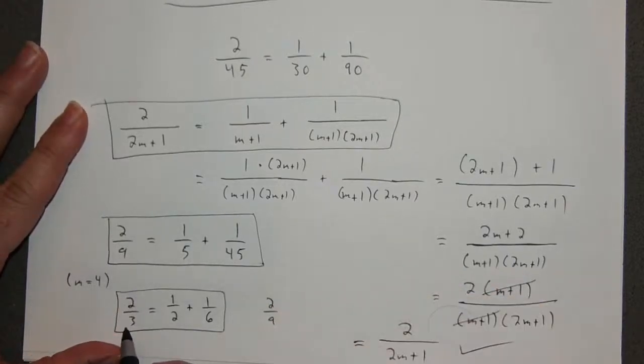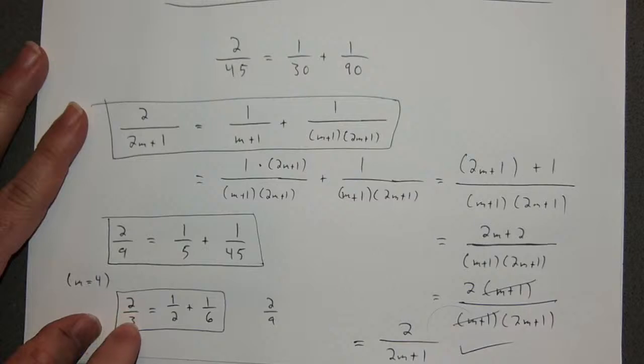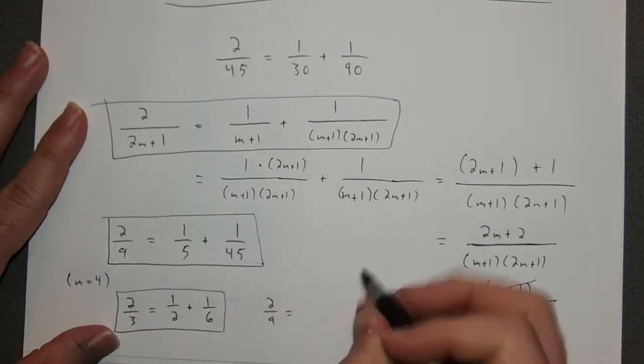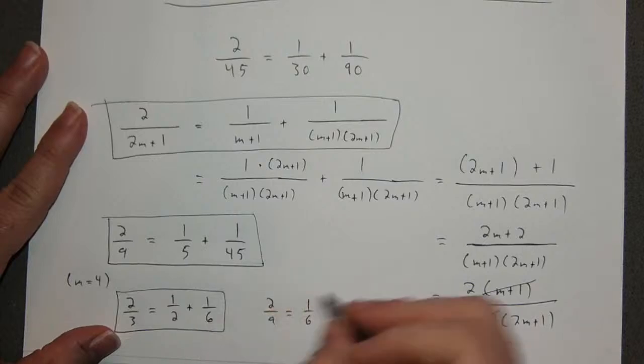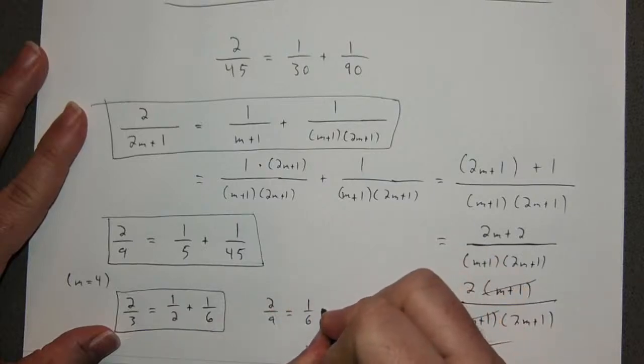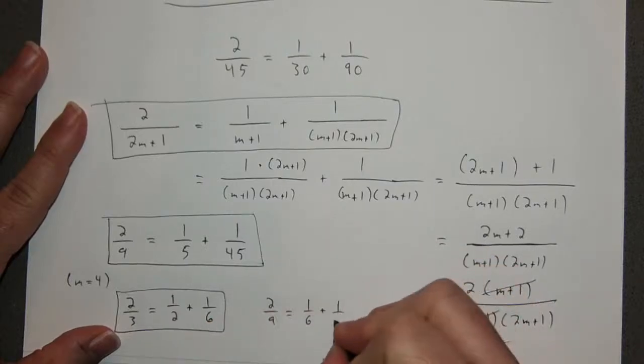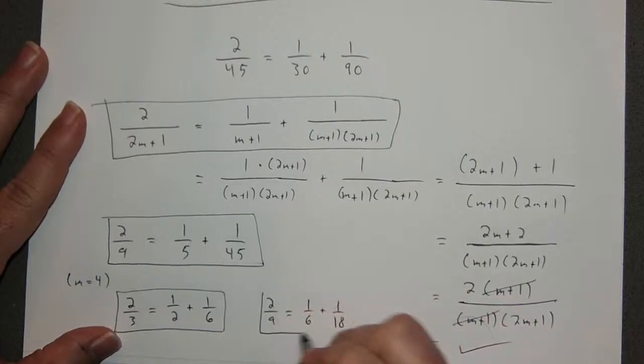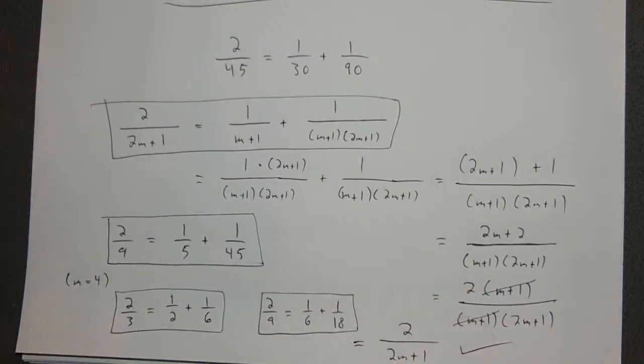Well, I can just divide this by 3, or as we know, multiply by 1/3. So if I'm dividing 2/3 by 3, I get 2/9 here, but then I'm dividing the right-hand side by 3, and what do I get? I would get 1/6 plus 1/18. Right? So this is another way of doing it.